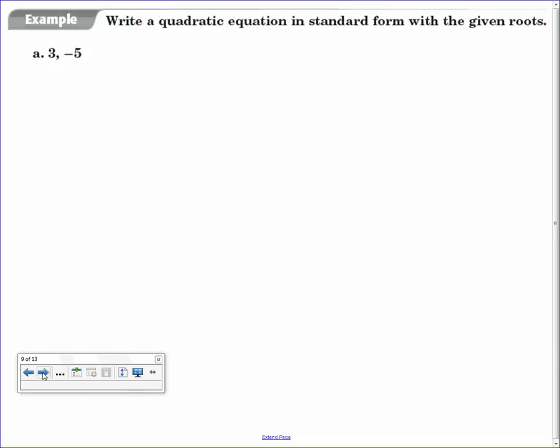Okay, write a quadratic equation in standard form with the given roots. What we want is for the equation to cross the x-axis at 3 and at negative 5. Here's how you do it. If it's going to cross at 3, we're going to need an x minus 3. The sign in the middle, the minus, is always going to be the opposite of the sign of this number. Since that's a positive 3, we want a minus 3. And then we're going to take care of the negative 5 next. Since that's a negative 5, I need an x plus 5.